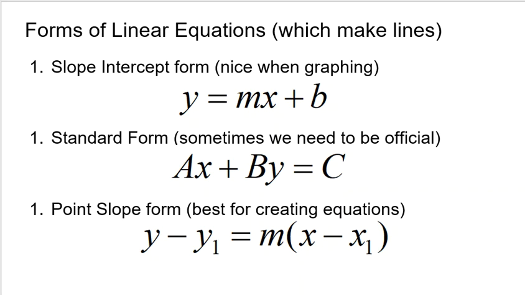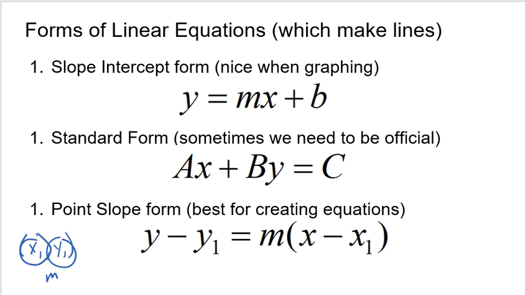But if you ask me, the best form for creating equations is point-slope form. It's really awesome. All you need is a point, we'll call it x1, y1, and a slope. That's it. Then you just fill everything in. So it's y minus the y value from your point equals m, your slope, times x minus the x value from your point. And then you're done.